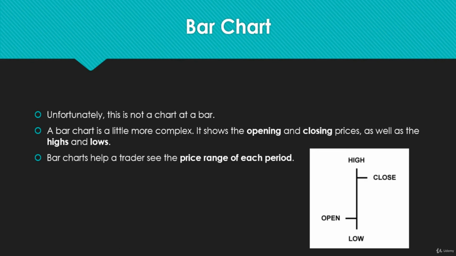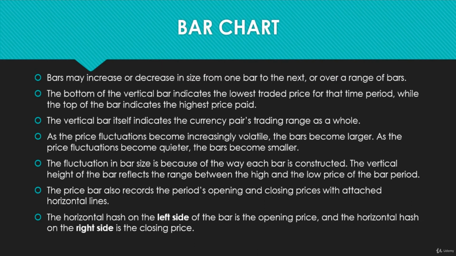Bar charts help a trader to see the price range of each period, depending on the time frame you trade in. Bars may increase or decrease in size from one bar to the next or over a range of bars. The bottom of the vertical bar indicates the lowest trade price for that time period, while the top of the bar indicates the highest price paid. The vertical bar itself indicates the currency pair trading range.